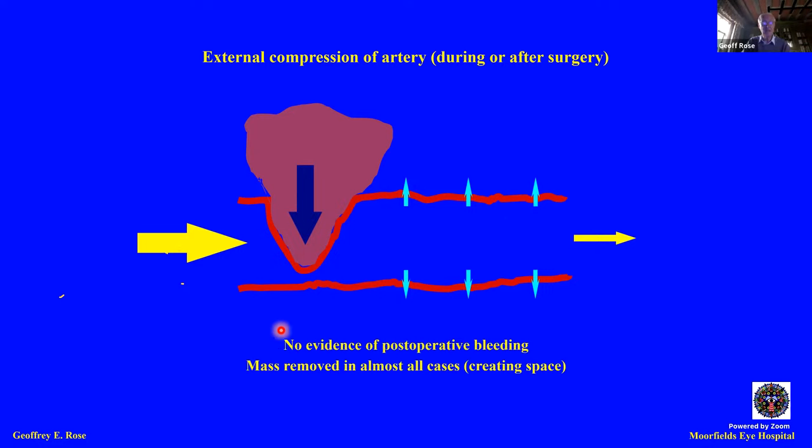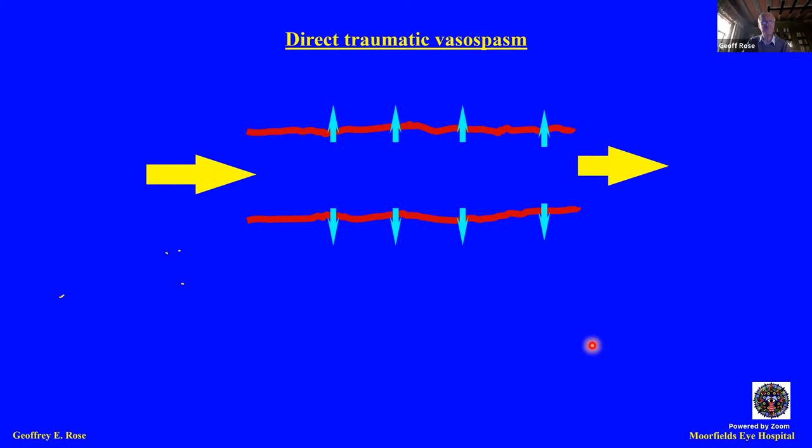Well, interestingly, none of the cases in whom I had visual loss had postoperative bleeding. And in most cases, we were removing the mass. In other words, we're actually creating space. So, if anything, we should be improving the space available. So it's unlikely to be a mass after surgery. And really, the evidence is strongly suggestive. We know it's vasospasm in almost all cases.